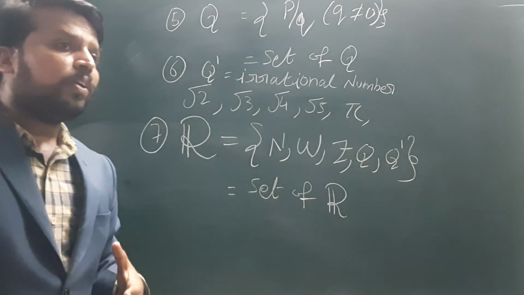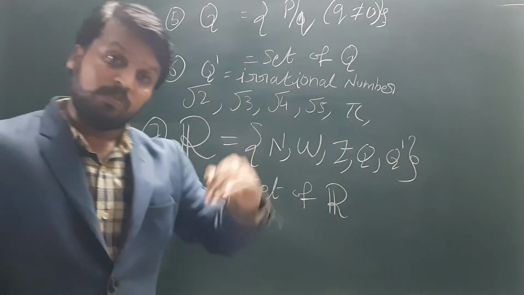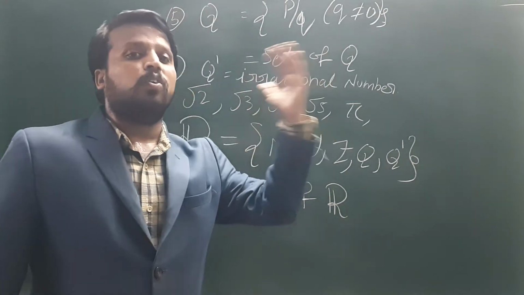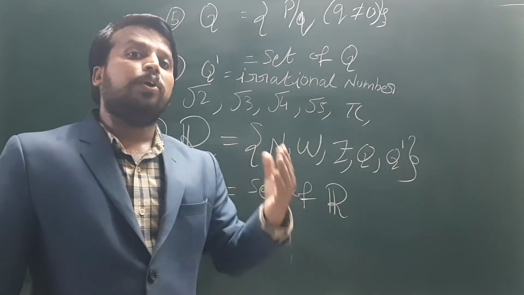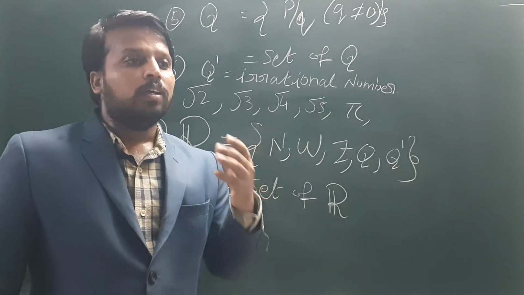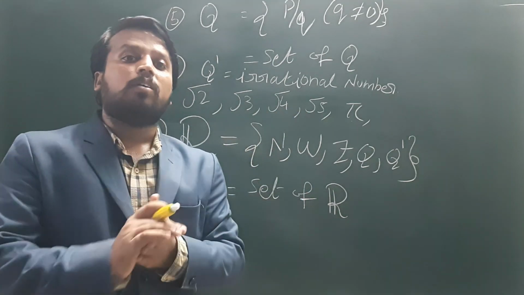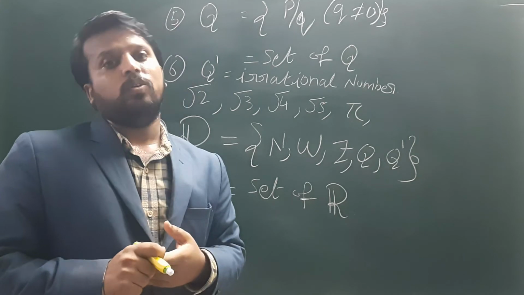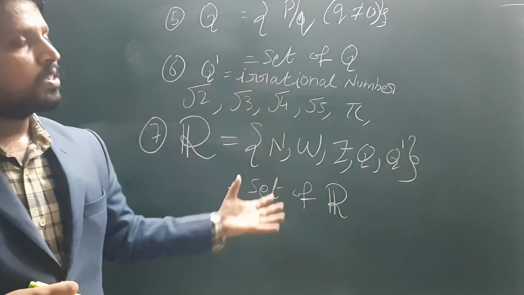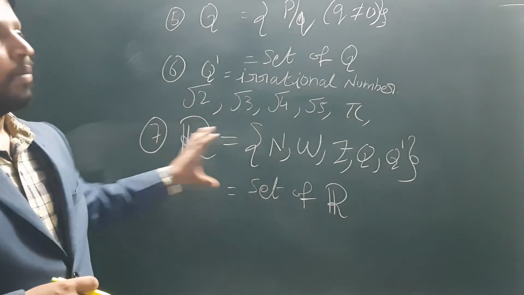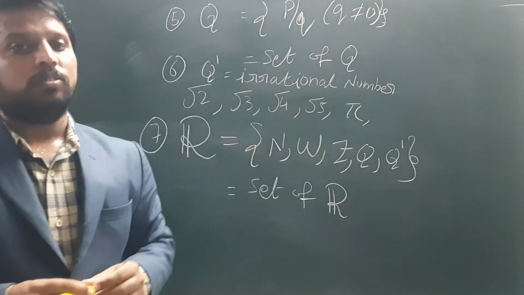Anyone can ask, sir, are there numbers bigger than the real numbers? Yes, we have complex numbers. What we call complex numbers are denoted with the letter i. That is part of 11th grade and 12th grade. So as of now the number system means up to the real numbers. You can see the picture also.